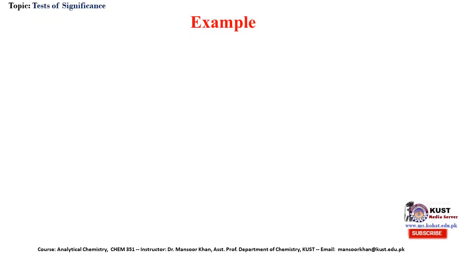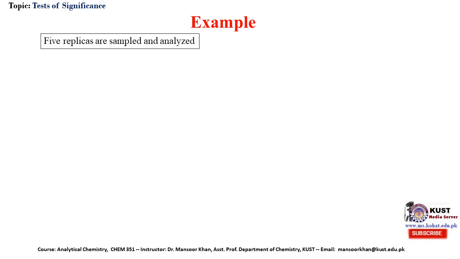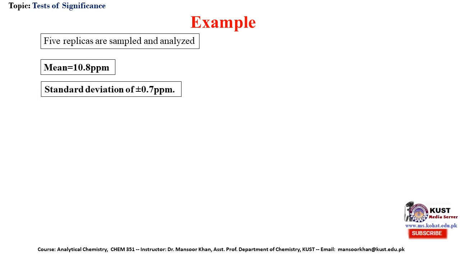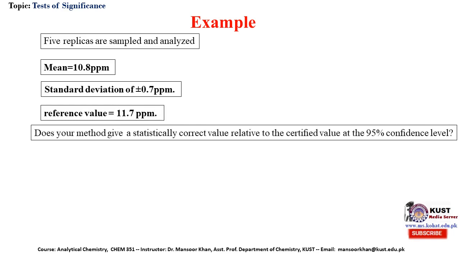So here we will take an example of how this T-test can be applied. We have 5 replicas sampled and analyzed. The mean of the result is 10.8 ppm, the standard deviation is plus or minus 0.7 ppm, and the reference value is 11.7 ppm. Does your method give a statistically correct value relative to the certified value at the 95% confidence level?